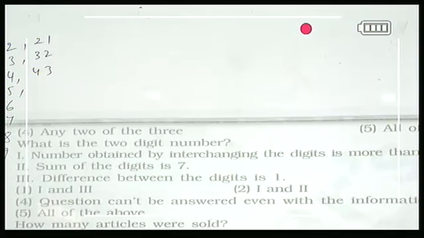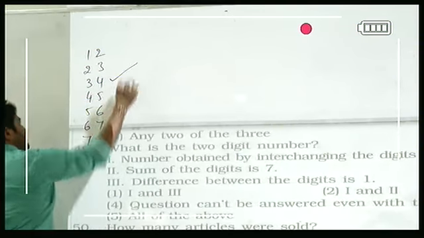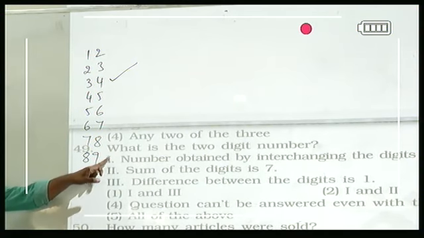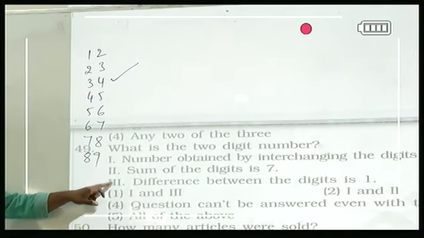Now, the second one. The sum of the digits is 7. Will you get only 2? 1 and 2? Yes. So out of these many combinations, they said the sum is 7. So 34 is the only option, right? Yes or no? So will you get the answer from 1 and 2? Yes.